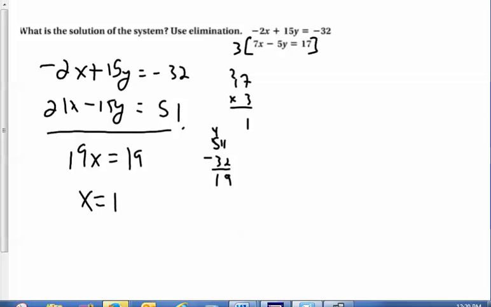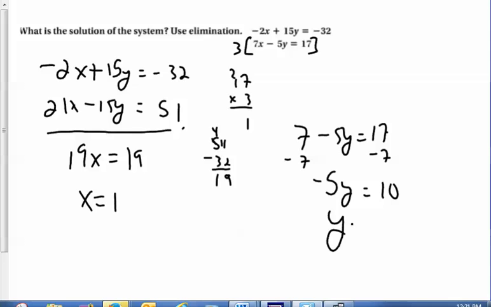Now I'm going to take that x is 1 and plug it back into my original system. So I'm going to go 7 times 1, which is 7, minus 5y equals 17. So I subtract 7, I subtract 7, I get negative 5y equals 10. Divide both sides by negative 5, so y is negative 2. So this intersection is at (1, negative 2), right?